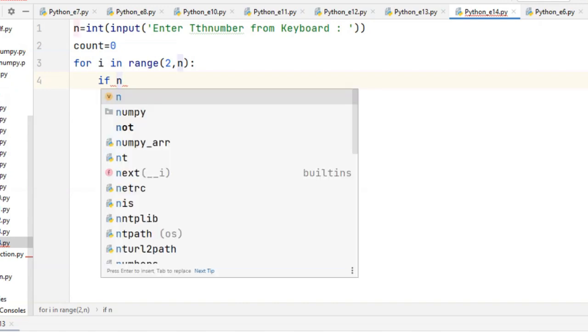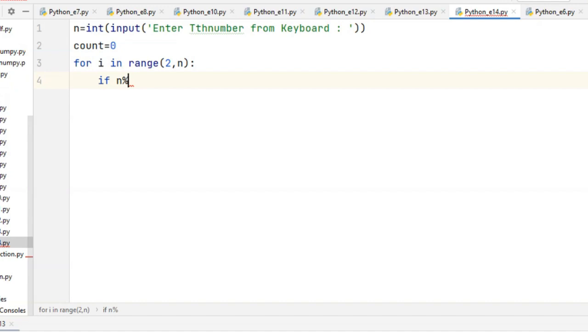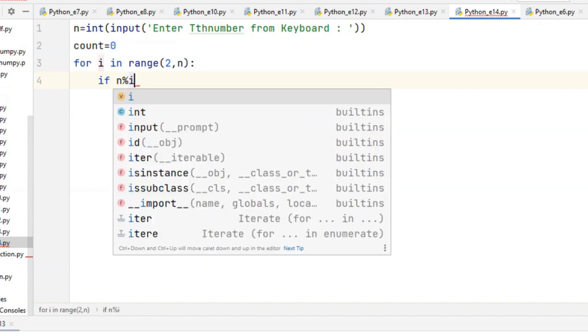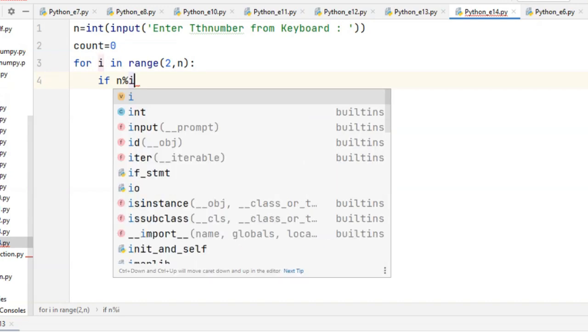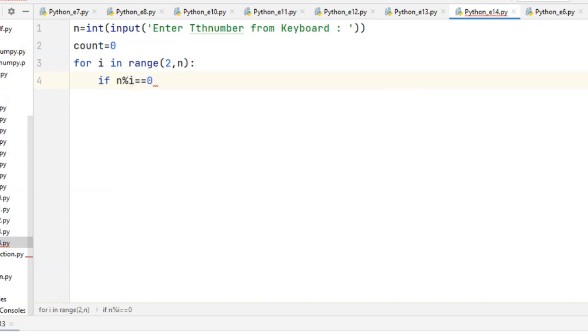if n divided by i, its remainder is equal to 0, then the count will be increased by 1. Count plus.